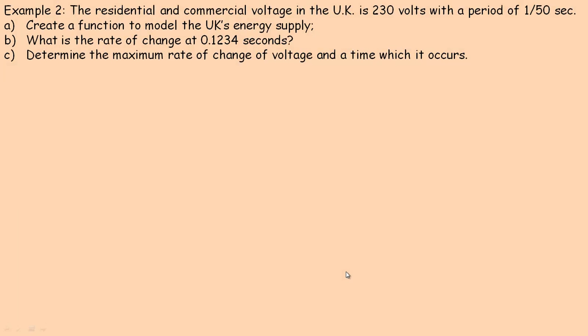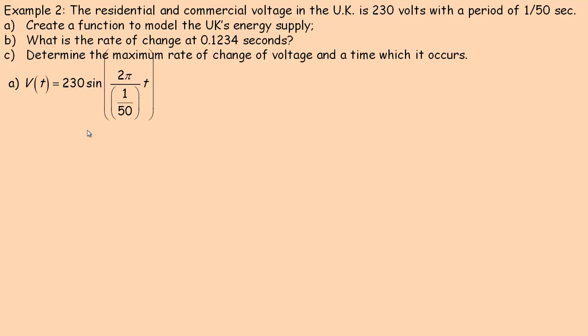In example 2, in the last example, we're told the residential and commercial voltage in the UK is 230 volts with a period of 1/50th of a second. So one full cycle occurs in 1/50th of a second. It cycles through pretty quick. A says create a function to model the UK's energy supply, the voltage. B: what's the rate of change at 0.1234 seconds? I just chose an arbitrary time. And then C is determine the maximum rate of change of voltage and the time at which it occurs.